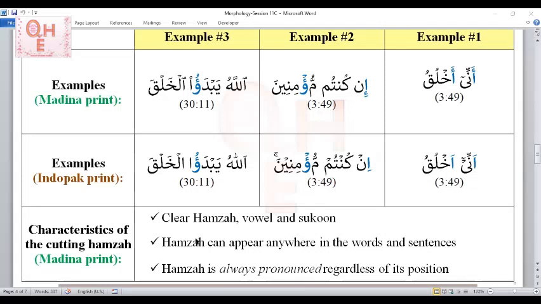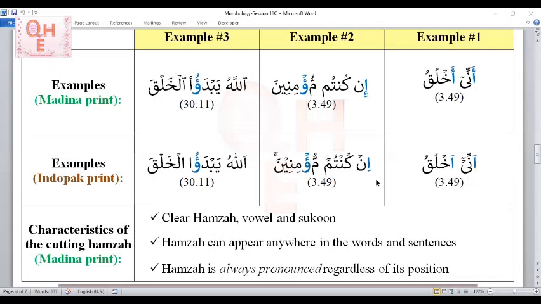Now let me go over the Indo-Pak print. Indo-Pak print is a little different. It does not show Hamza all the time; it shows it sometimes. Alif, waw, and sometimes ya are the carriers for the Hamza. These are not the main letter that you're pronouncing. For example, the waw over here is like a chair for the Hamza. We cannot say this is alif. There is a Hamza attached to it, so we call this letter Hamza.